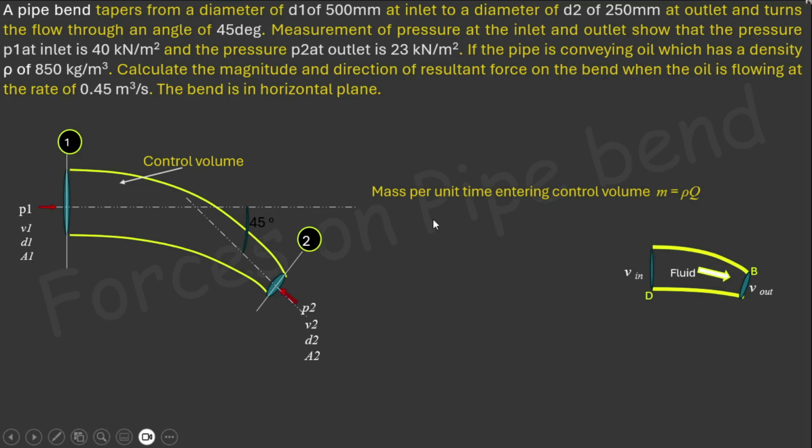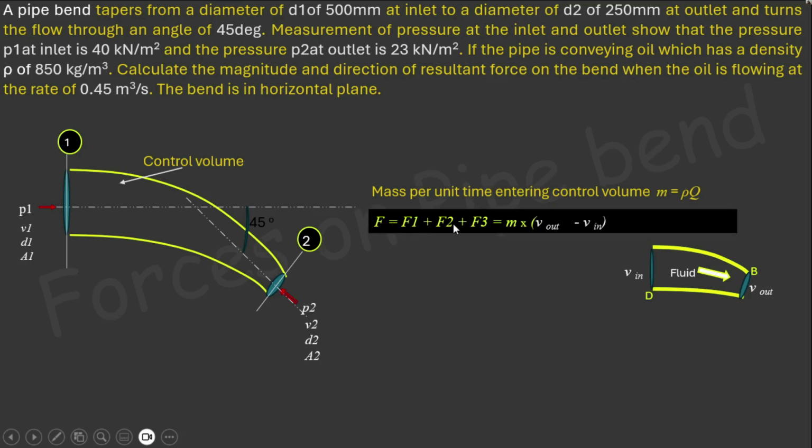Based on Newton's second law, F equals F1 plus F2 plus F3, which equals mass into V out minus V in. F1 is the force exerted by the solid boundary on the fluid. F2 is due to gravity force, so that is equal to 0. F3 is the force due to the pressure of the fluid outside the control volume, acting at section A1 and A2. So this equation can be written as F1 plus F3 equals m into V out minus V in.